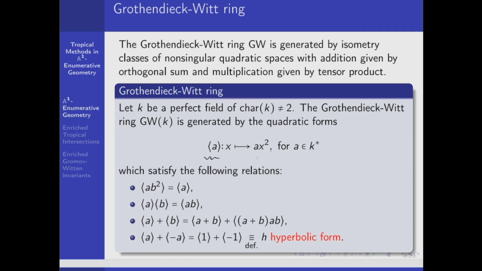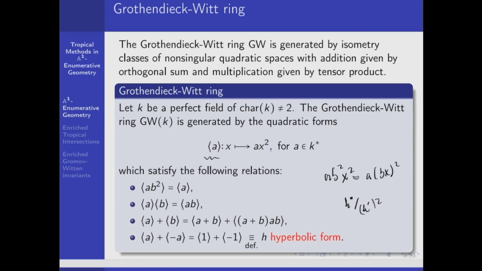So, of course, if we talk about isometry, if we have a b squared x squared, this is the same as a times (bx) squared. So the form generated by a is the same as the form generated by a b squared, which means that from all the generators, we actually only need to consider the units up to squares of units. And then we have a tensor product. This is a ring, so it comes with a tensor product, which tells me that the form generated by a times the form generated by b is the same as the form generated by ab.